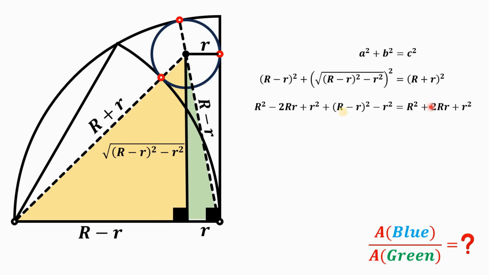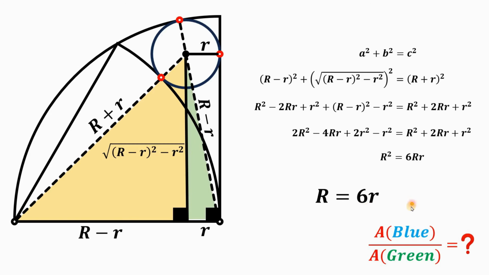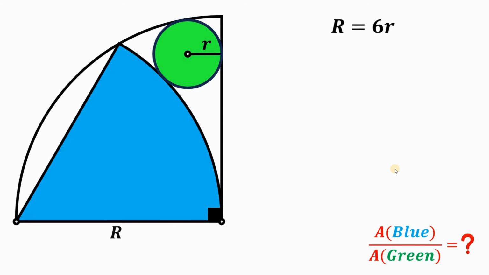Simplify this equation. Now, if we expand, this is the same thing as capital R minus r quantity squared. So we can double this term right over here. Now, combining like terms, we get that capital R squared equals 6 times capital R times r. And also, we know that capital R is not equal to 0, so we can divide both sides by capital R. This will give us that capital R equals 6 times r. And this is now the relation between capital R and r. So we now know that capital R equals 6 times r.